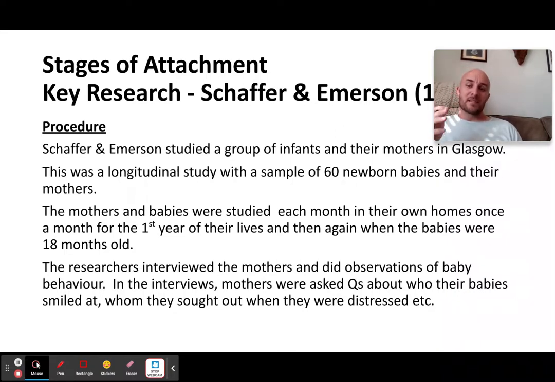And they basically looked at 60 newborn babies and their mothers. And they observed them, and just think about the methodological issues with this. They observed how the mothers interacted with their babies in their own front rooms, and the researchers just sat in a corner. And then they observed them again at 18 months. They questioned them. They interviewed the mothers. Obviously, they didn't question the babies, and like who they sought out when they were stressed out, and so forth.